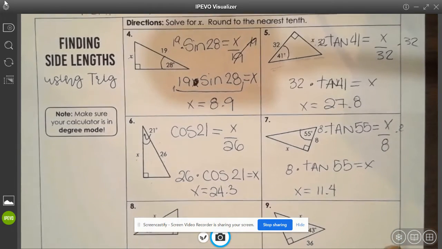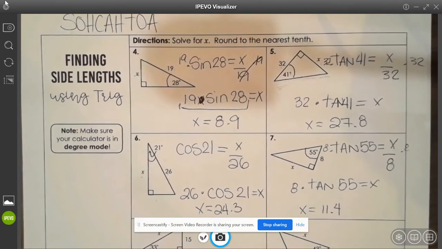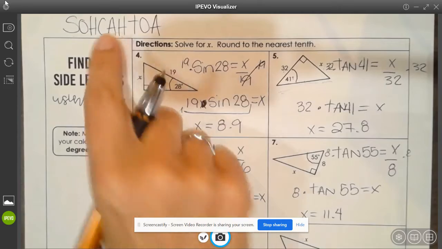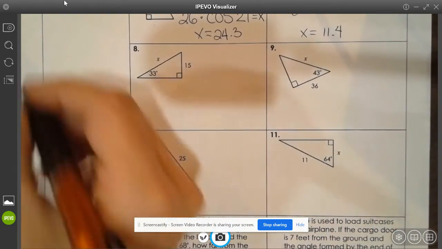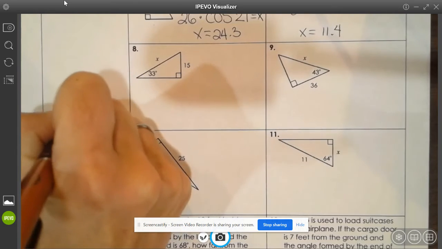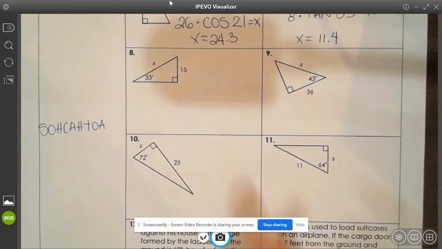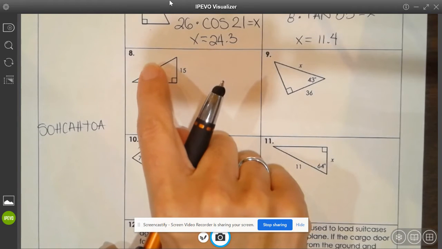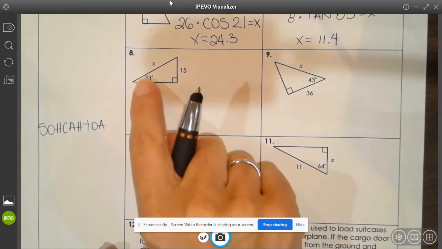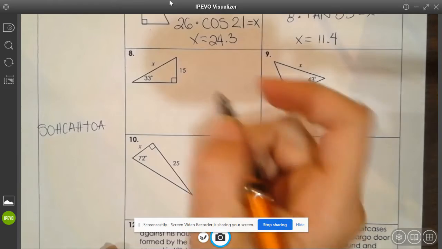Okay, all right, let's keep going. And then we're going to keep using that SOHCAHTOA. So I'm going to write it down right here so you remember. SOHCAHTOA. All right. So here, let's see what we got. We don't have the hypotenuse. We have the x as the hypotenuse. We don't have the adjacent side. We have the opposite over the hypotenuse. All right, let's do that.